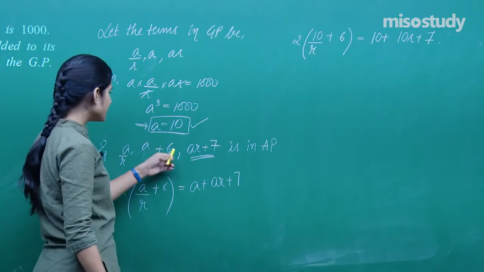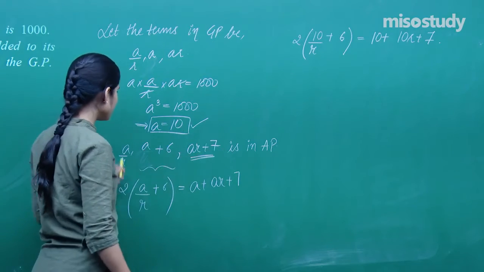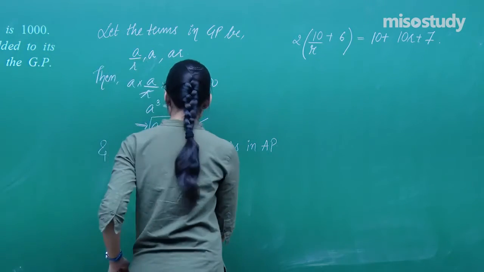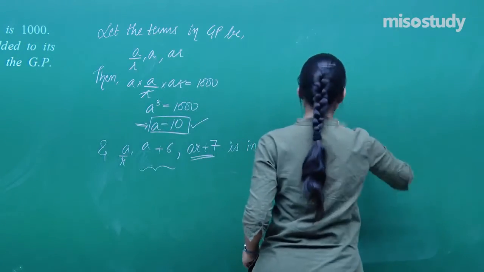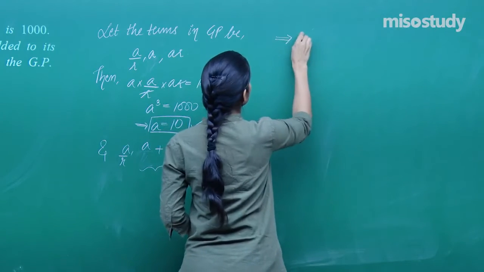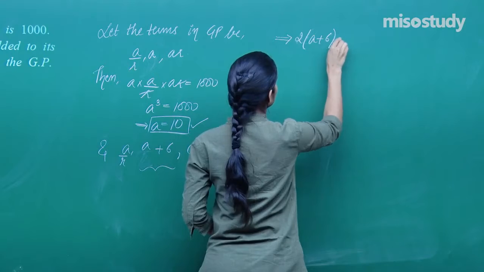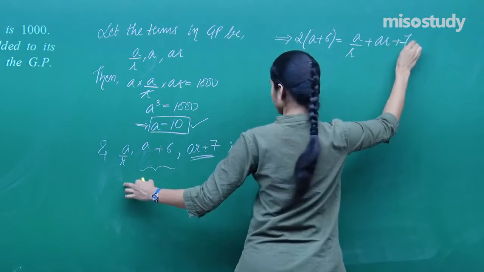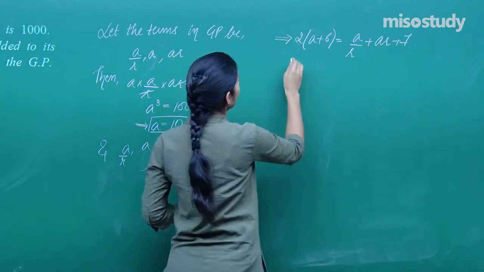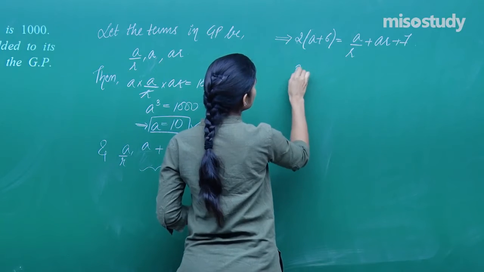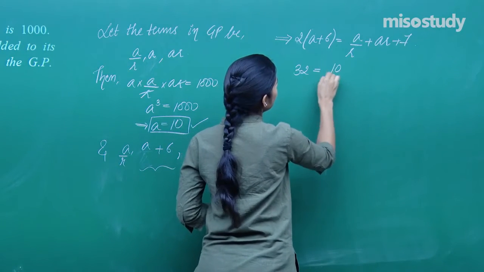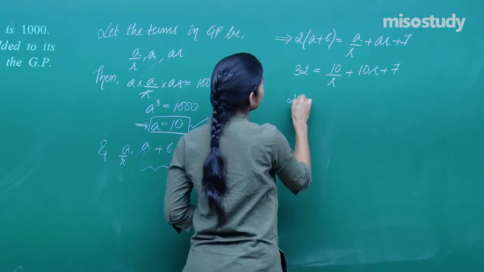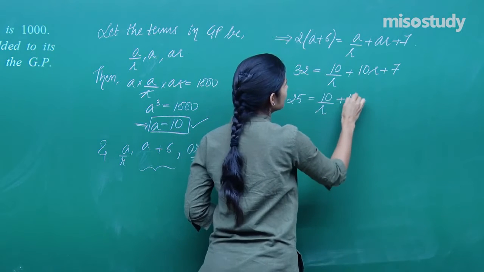Now when 6 is added to the second term and 7 is added to the third term, you get this resulting sequence in an AP. This means twice the second term is the sum of the first and the third term. So this implies 2 times (A plus 6) is equal to A by R plus AR plus 7, right? 10 plus 6 is 16, 16 into 2 is 32, because A is 10. This is 10 by R plus 10R plus 7.